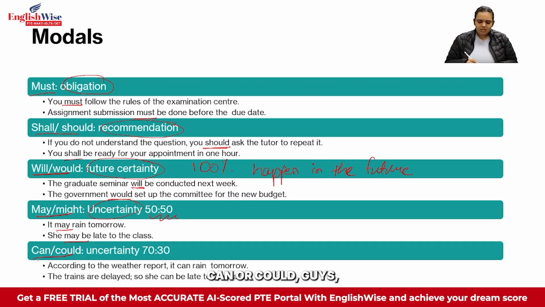But when you put can or could, guys, this is very important to understand. Can or could also talk about uncertainty, but that is 70-30 uncertainty. You are trying to hold on to one side of the story more, so you are giving a biased uncertainty. According to the weather report, it can rain tomorrow. Over here, we said it may rain tomorrow, there are 50-50 chances. But now I have the weather report along with me, so my chances are favoring one side. So I will say it can rain tomorrow.